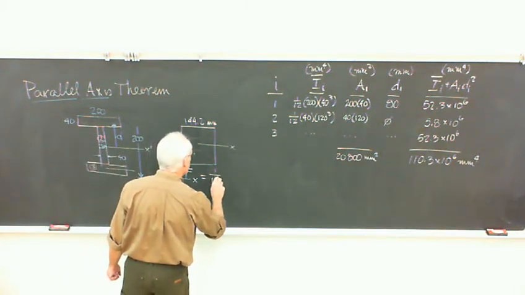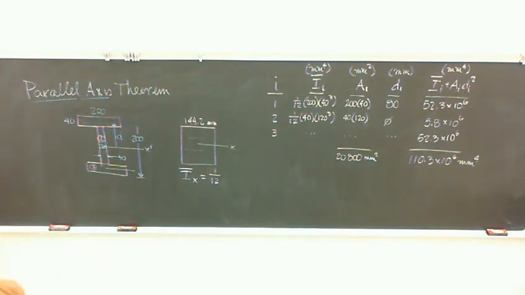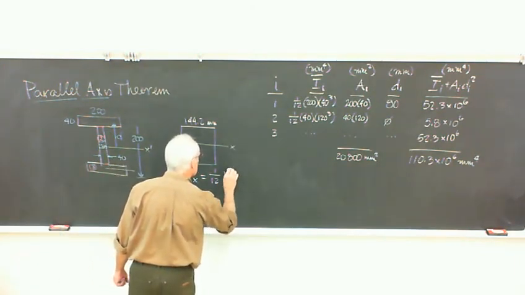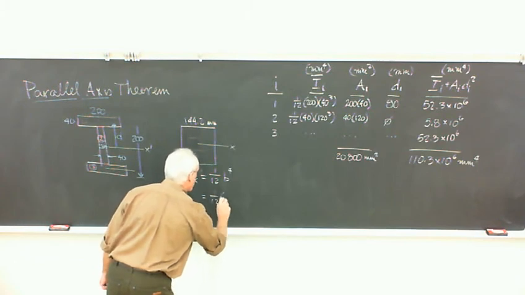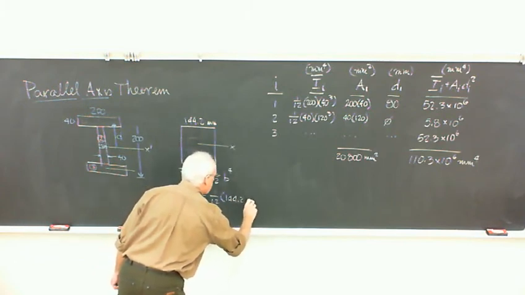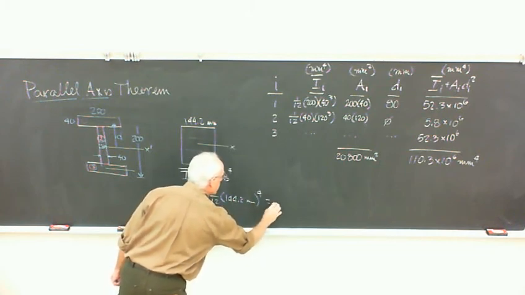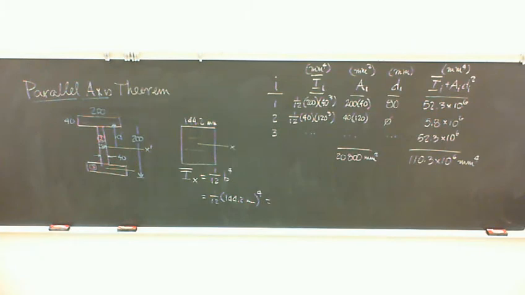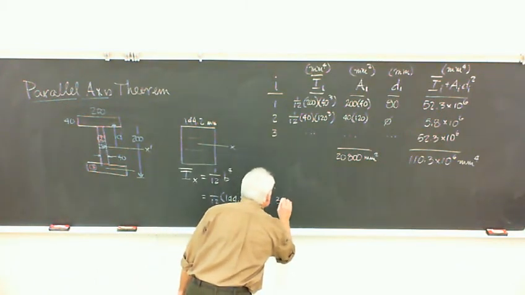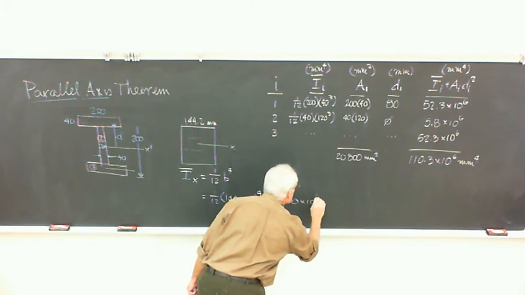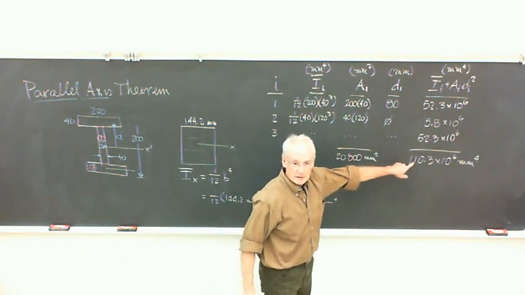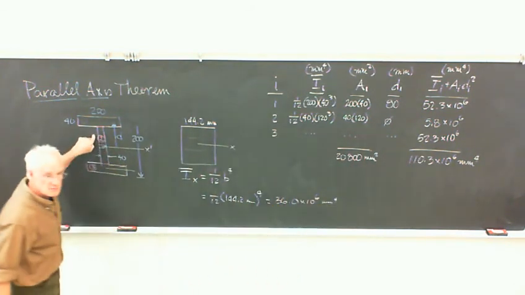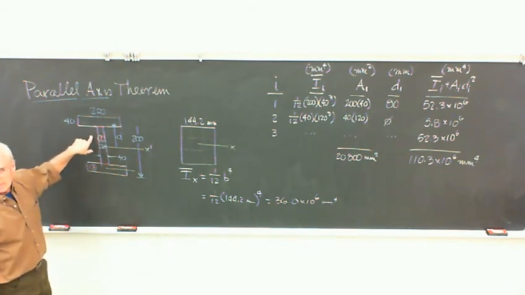It's 1/12 BH cubed, but B equals H, so it's just B to the 4th, where that's 144. And what do you get? 36.0, give or take a little bit, 10 to the 6th millimeters to the 4th, about a third of a beam that uses just as much material, weighs about the same.